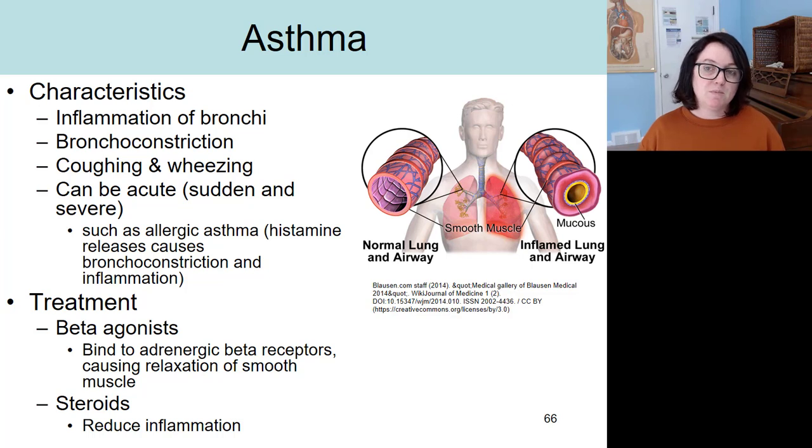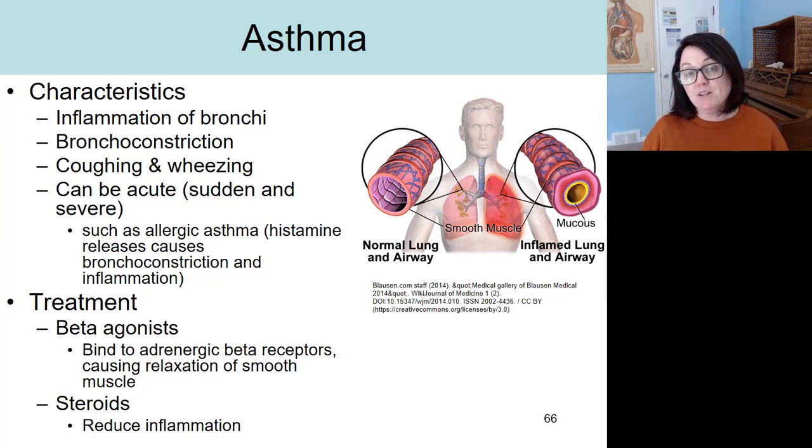There are two main treatments for asthma: beta agonists and steroids. Beta agonists are compounds that bind to adrenergic beta receptors. And if your brain's going, what the heck is that, right? Adrenergic means a receptor that can bind to epinephrine or norepinephrine. There are different types of receptors that can bind to epinephrine and norepinephrine. We have alpha adrenergic receptors and beta adrenergic receptors as examples. The smooth muscle cells of the bronchi contain beta adrenergic receptors.